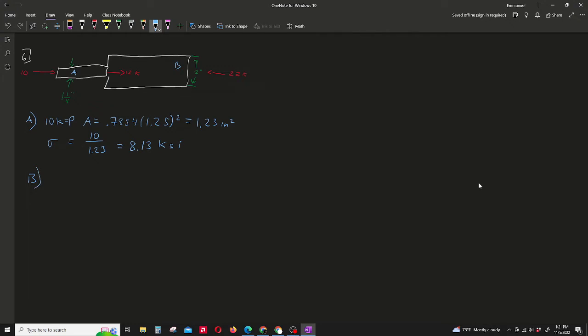Then for segment B, we've got a force coming in at 22, and then the area of this one is actually going to be 2 times 2. It's got a cross-section area of 2 and 2 there, which gives us 4 inches squared. And so therefore the stress on this one is going to be 22 divided by 4, which gives us 5.5 kips per square inch.